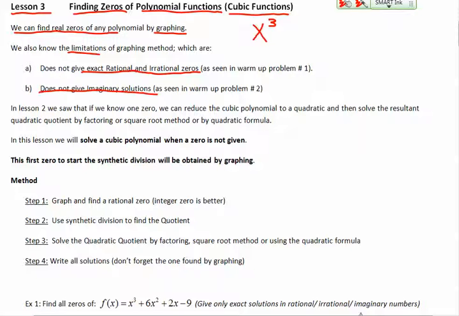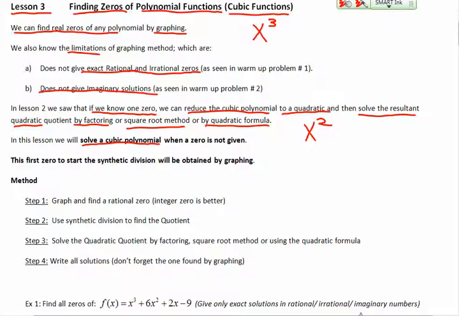So today's lesson is going to be on an alternate way to find the zeros, and it builds on what we did last time. In lesson 2, we saw that if we know one zero, we can reduce the cubic polynomial to a quadratic. Quadratic means it's going to be an x squared, right? And then we solve the resultant quadratic by factoring, the square root method, or the quadratic formula. But we were given a zero last lesson. The only difference this time is that we are not given a zero, so we're going to need to solve a cubic polynomial when we're not given one. All we're going to do is graph the polynomial, find one zero, and then divide by that zero.